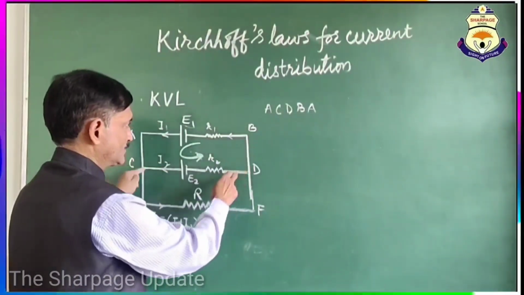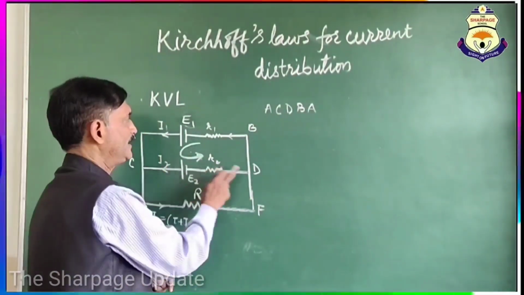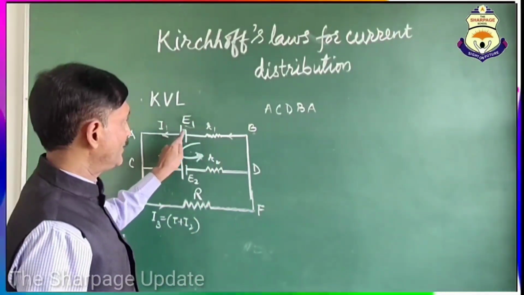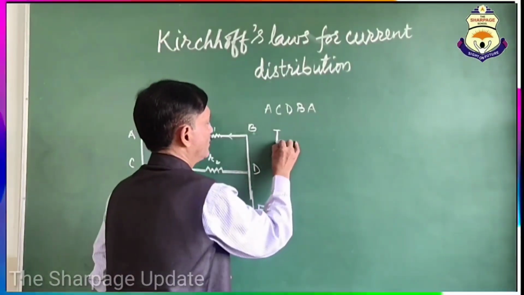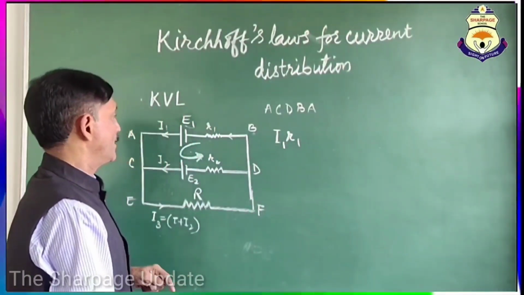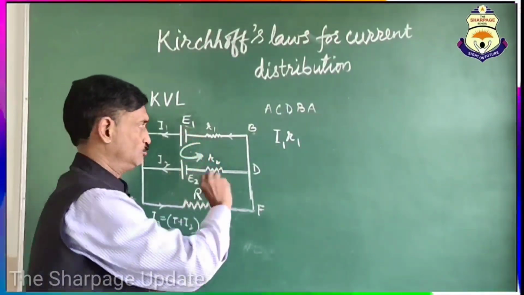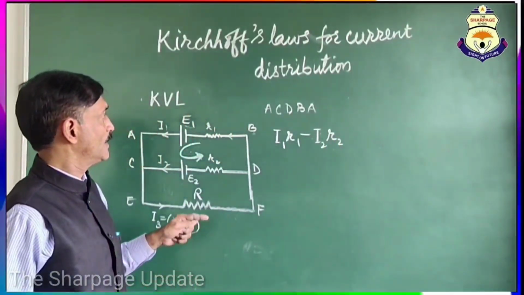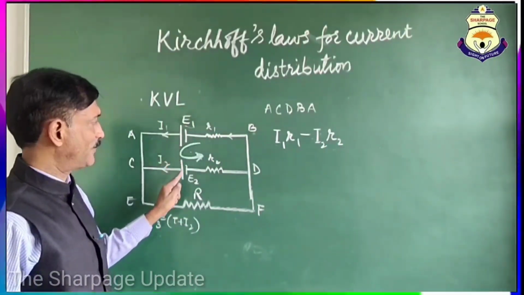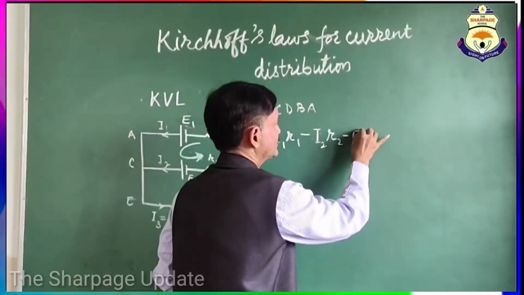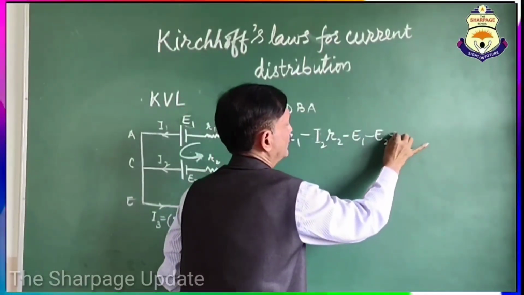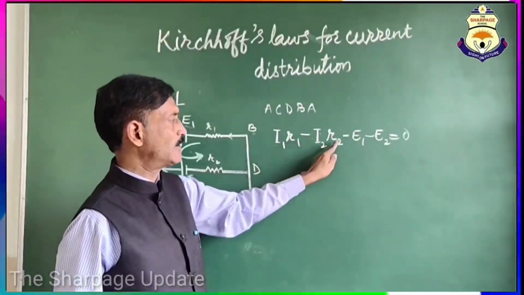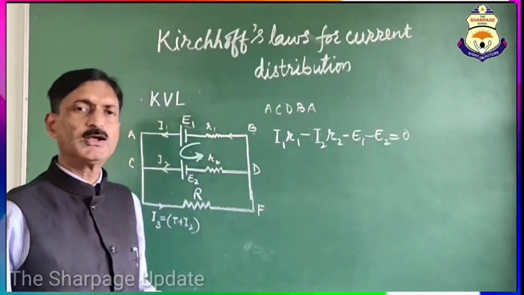So in this closed electrical circuit A, C, D, B, A, according to Kirchhoff's voltage law, I1 into R1 minus I2 into R2 minus E1 minus E2 equal to 0. Now you can see here I1 R1 minus I2 R2 minus E1 minus E2 equal to 0.